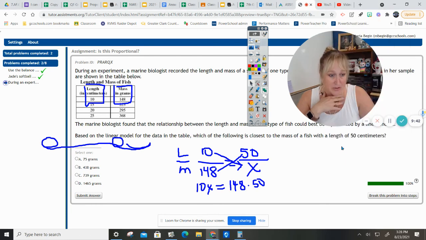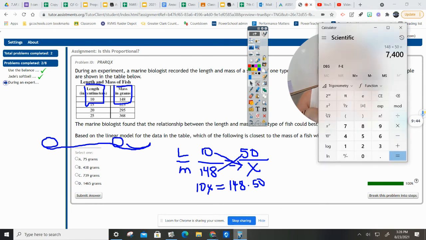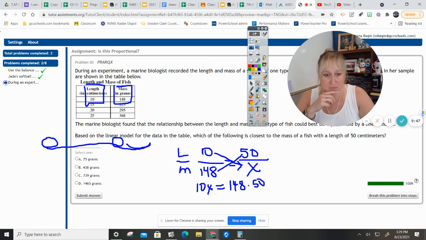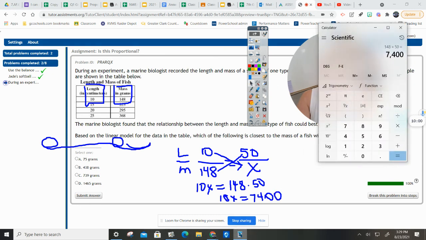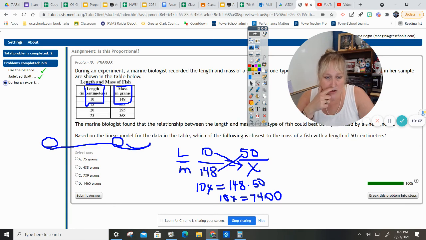I'm double checking my numbers, right? Is that what it said? 7,400. Okay. So 10x equals 148 times 50, which is 74,000. Checking. Yep. All right, so now I have to divide both sides by 10. My x then should equal about 740.